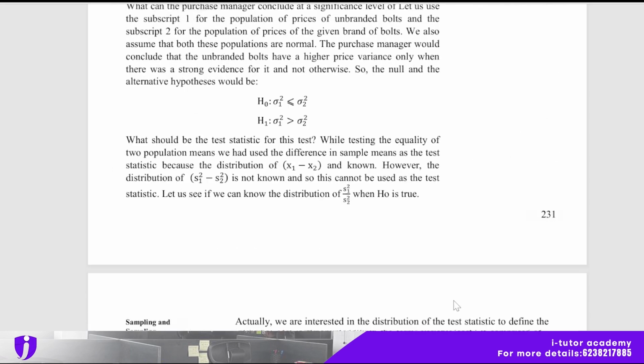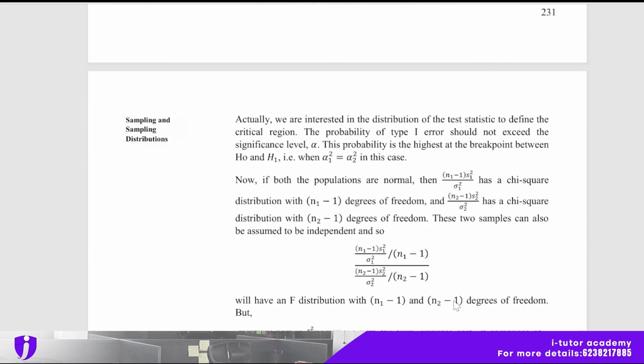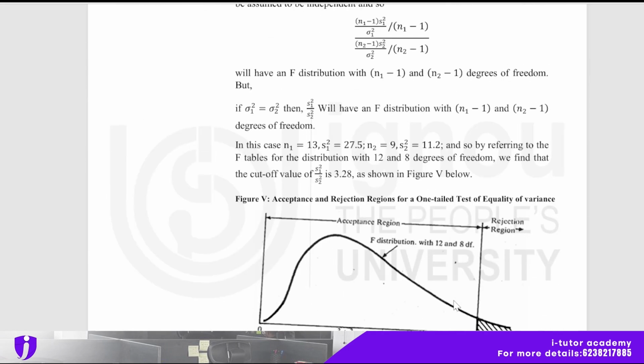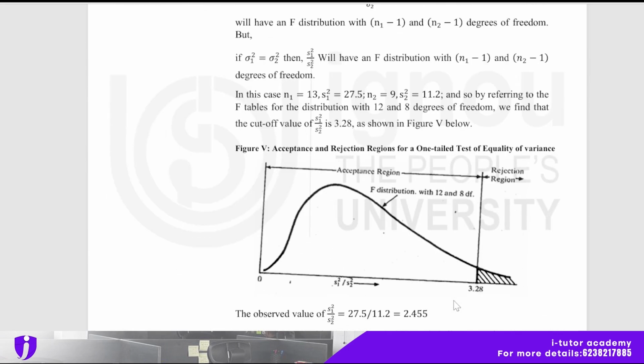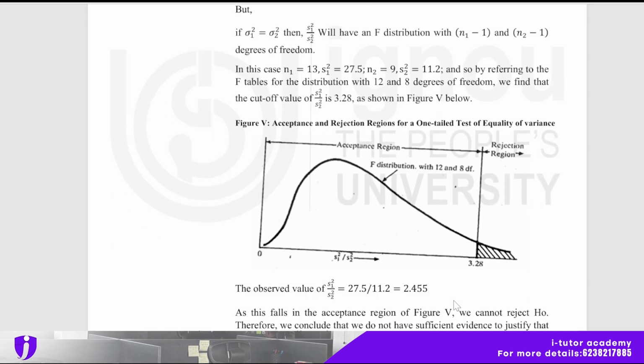Okay, and this is the example, and the equation is also based on that. And here is one more figure and chart. The acceptance and rejection region for a one-tailed test of equality of variance is here.